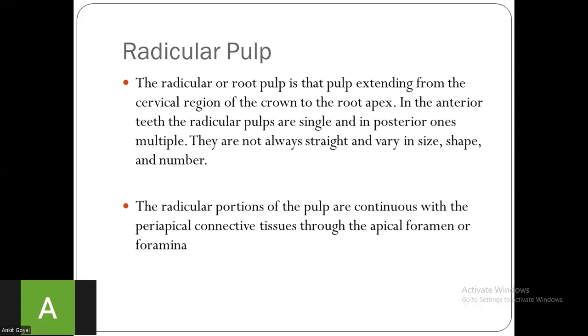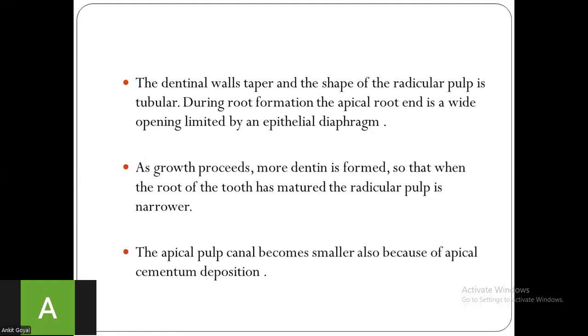The radicular or root pulp is the pulp extending from the cervical region of the crown to the root apex. In the anterior teeth, the radicular pulp is single and in posterior ones it is multiple. They are not always straight and vary in size, shape, and number. The radicular pulp is continuous with the periapical connective tissue through the apical foramen or foramina.